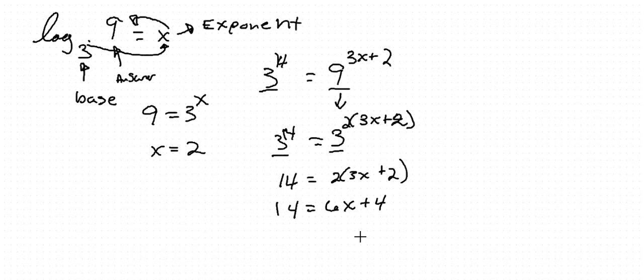Okay, so we move the 4 over to both sides, and we get 10 is equal to 6x. And so x is equal to 10 divided by 6, which is equal to 5 over 3. Yeah, so that's what the exponent would be. We don't need a decimal. We just leave it in fraction form because we're dealing with exponents anyway.